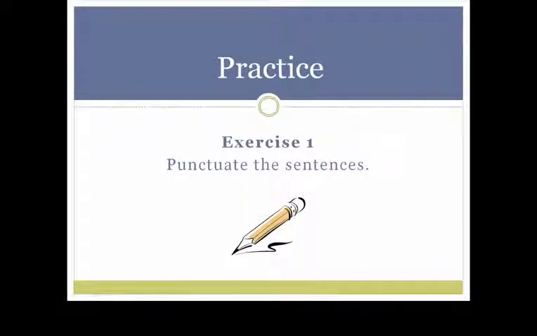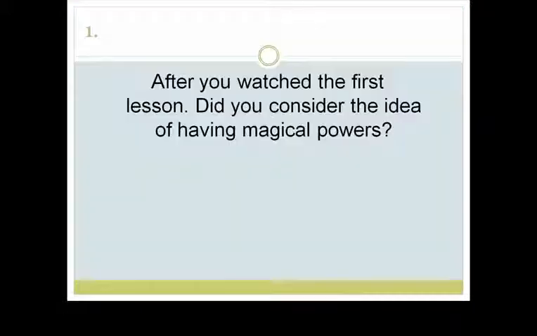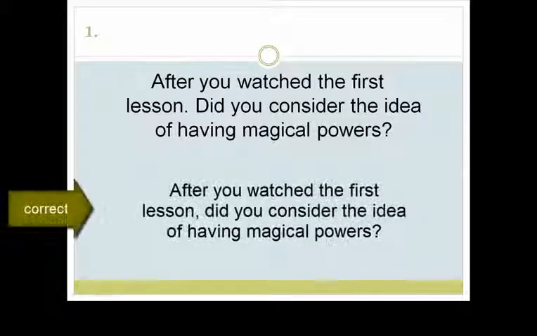Practice. Exercise 1. Punctuate the sentences. 1. Answer. After you watched the first lesson, did you consider the idea of having magical powers? That dependent clause could not stand alone. We had to join it together with an independent clause. This is one long question, and we're joining the dependent clause with the independent clause, and we'll do that with a comma.